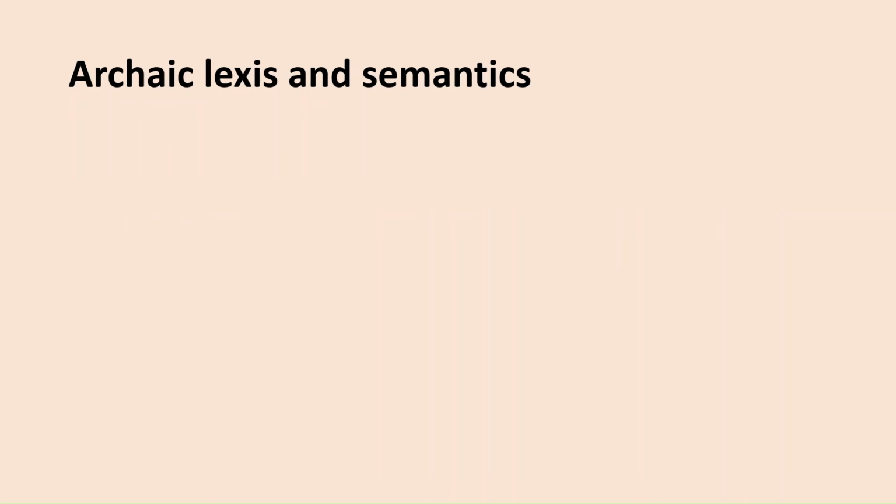First, we'll look at archaic lexis and semantics. The vocabulary of historical texts reveals much about the social context and cultural values of the time. Pay attention to archaic words and phrases that are no longer in common usage today. Here are some example words to look out for.